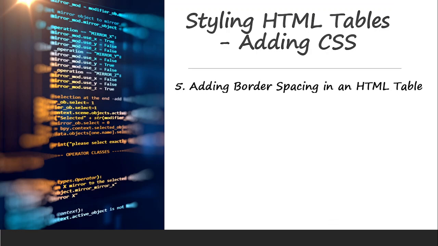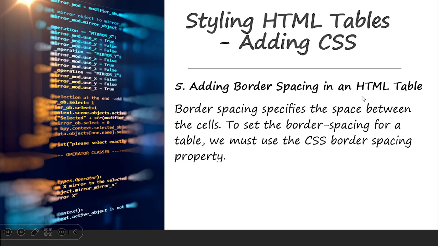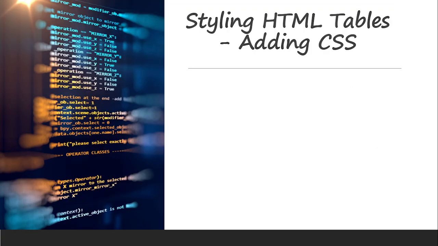The other styling is adding border spacing in an HTML table. Border spacing specifies the space between the cells. To set the border spacing for a table, we use the CSS border-spacing property, and the syntax is the table, then border-spacing given like this, for example 5 pixels. All these we will group later when we do the activity, and we will see how all of them look.